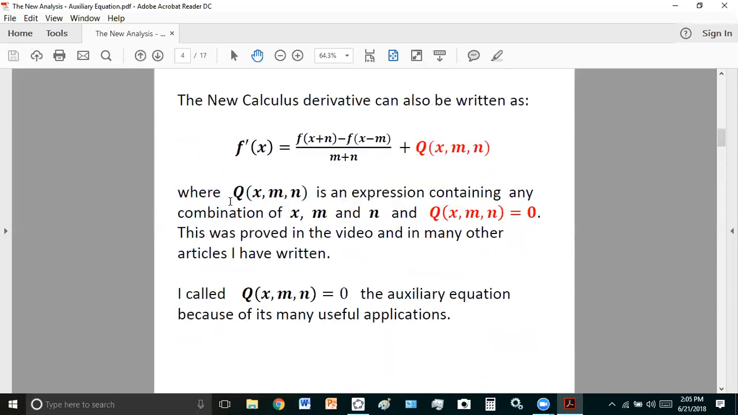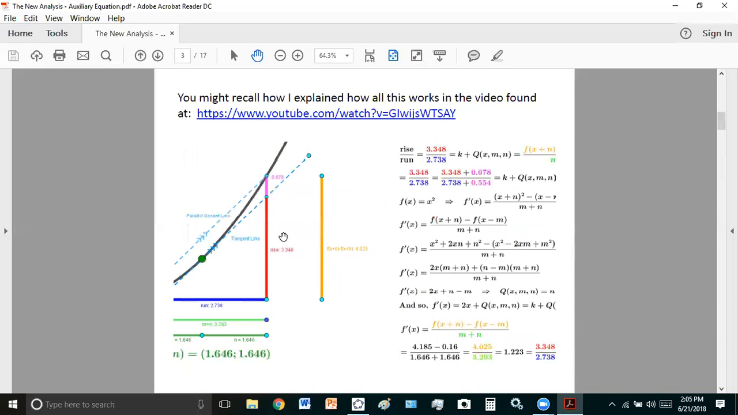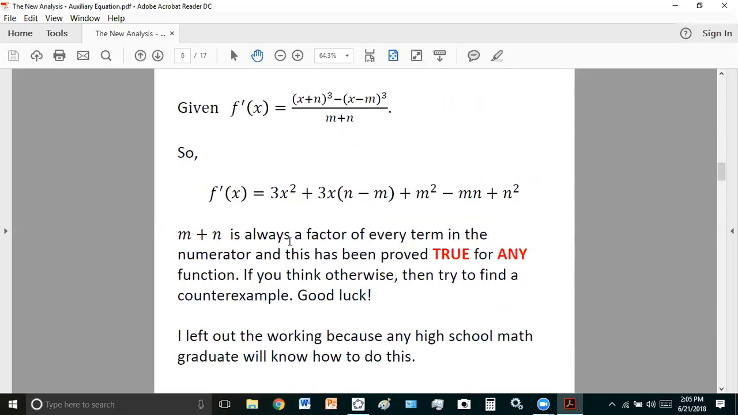And again, as I said, I proved all that to you in this video. All right. So one thing to note is that m plus n is always a factor of every term in the numerator. And there is always one term that does not contain either m or n, and that term is the gradient, f of x. In other words, it's a term only in x. Now, that term also has a factor of m plus n, otherwise you'd see it down here in the final state.